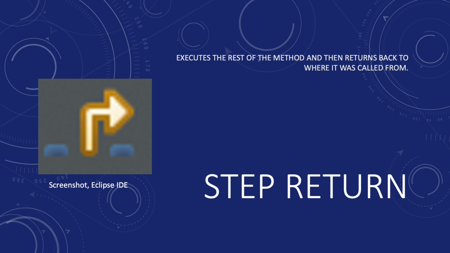There is another method called step out, which is similar to step return, but unlike step return, doesn't execute the remaining lines of the current function. Instead, it jumps directly to the point where the current function was called.